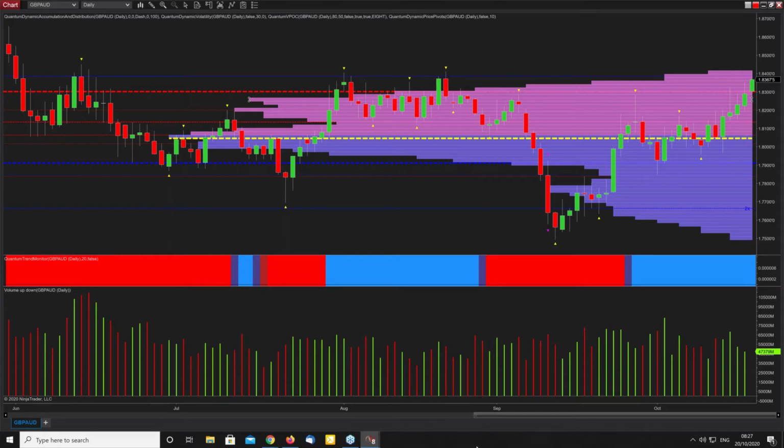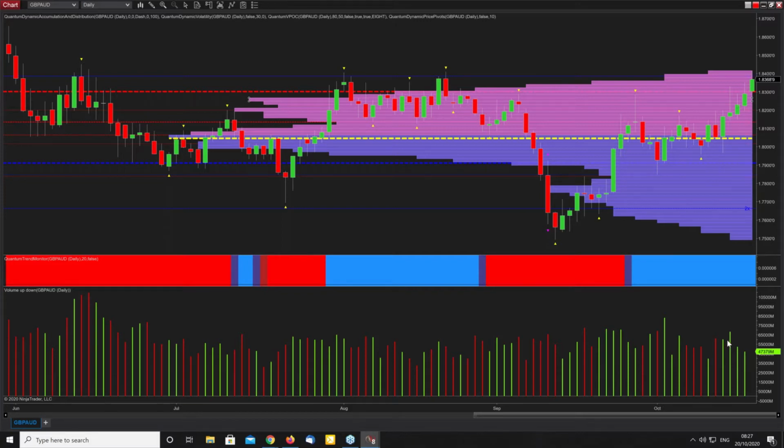This is, where are we, June? So this is the last 4 or 5 months. Gets to this level and fails, gets to this level and fails, fails again. So, is it going to fail again at this level? Now, if you're a reversal trader, you might well take the view that that's looking to reverse and take the opposite position and go short.